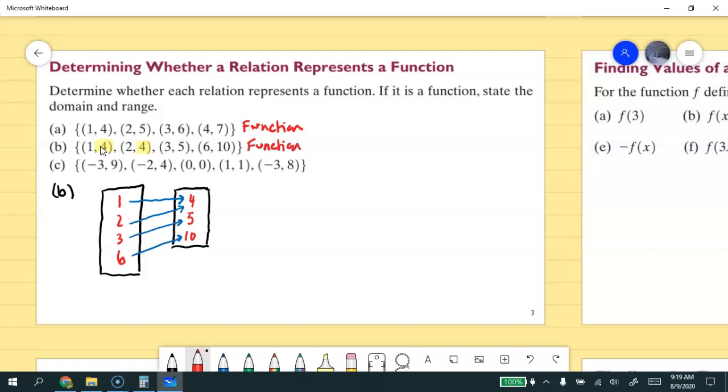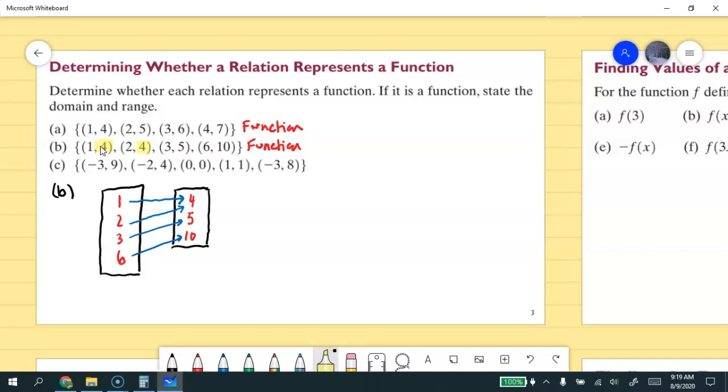You want, as quickly as possible, to be able to make that conclusion without having to really draw the diagram that I drew for you in B. In the end, we're going to tell the domain and the range of each one of these, if they are functions. First, we're just going through them and making sure they are functions.